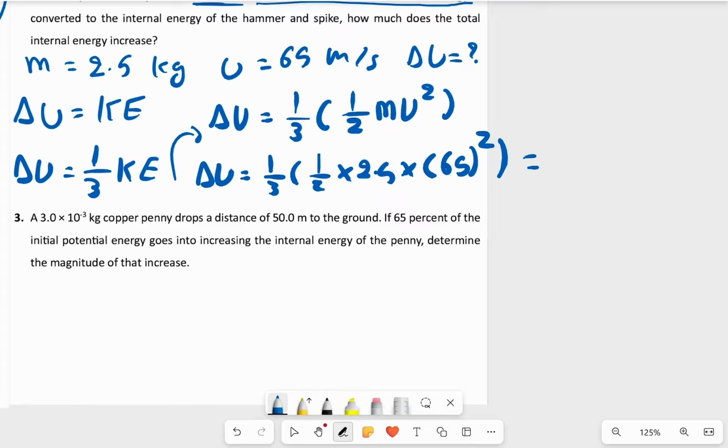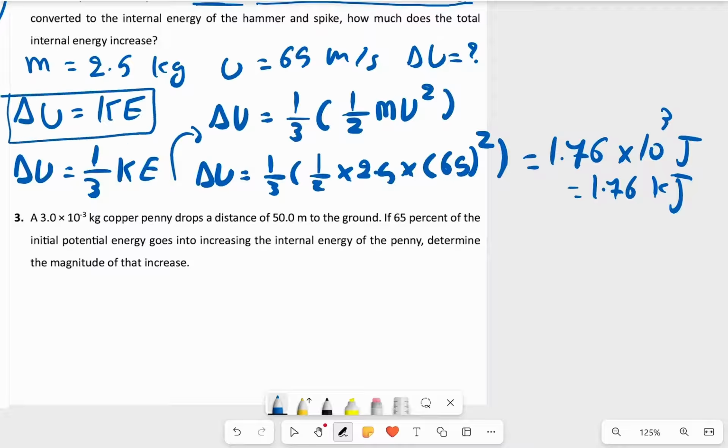You get 1.76 times 10 to the power of 3 joule. Or you can simply say 1.76 kilojoule, because kilo is 10 to the power of 3. For this question, you can do something else. You can first find this one and then multiply by 1/3, which is basically the same thing.